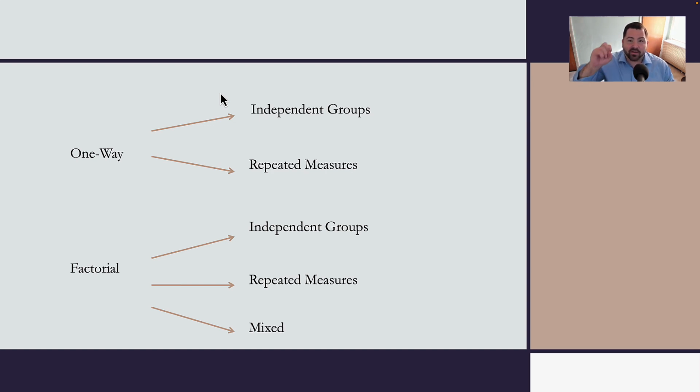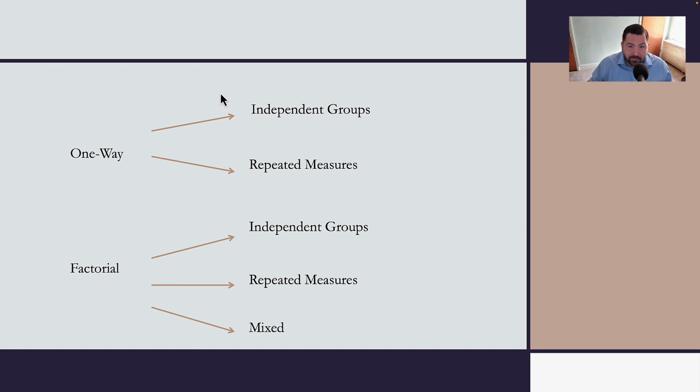However, if I have 2 or more independent variables, well, then I can have both independent variables be independent groups variables, I can have both independent variables be repeated measures variables, or I can have a combination where one is an independent groups independent variable and another is a repeated measures independent variable. The bottom line is any time that we have 2 or more independent variables in our ANOVA designs, we use the term factorial in order to articulate it.